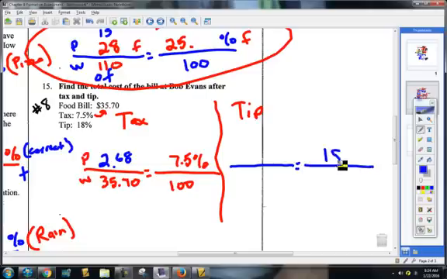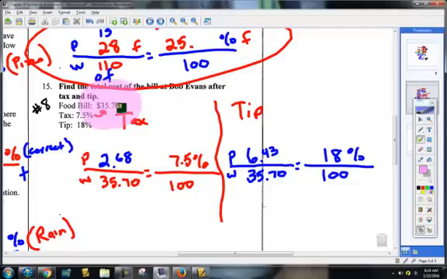I'm leaving an 18% tip. I must have had really, really good service. We have part to whole. And once again, I just used $35.70. We're only putting our tip and tax on the food amount. We don't want to over tip, I guess. We only want to pay on that food amount. We're going to cross multiply and divide here, and we're going to get $6.43.